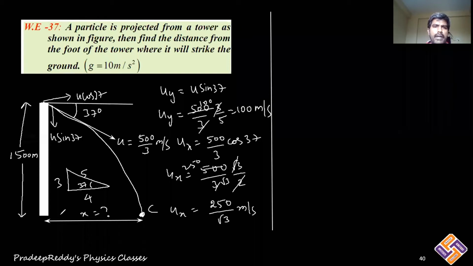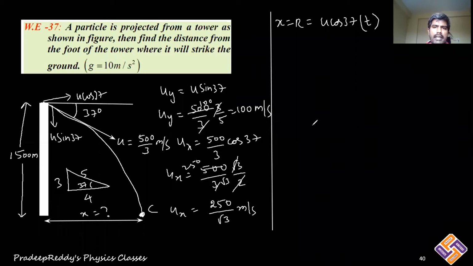What has been asked? Find the distance from the foot of the tower where it strikes the ground. This distance you are supposed to find out. This distance traveled, which is equal to the range, is u cos 37 into the time taken to travel, the time taken to travel from here to here.